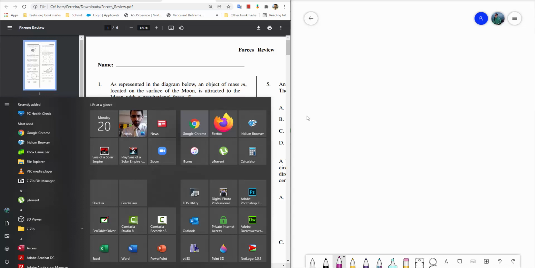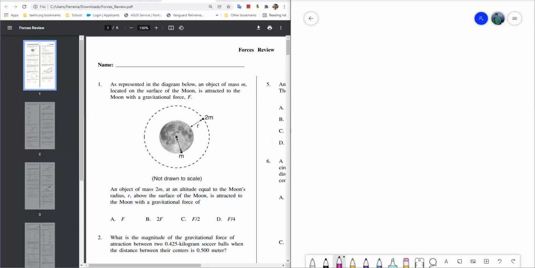Everybody, so I'm going to do a review of the review sheet. So question number 1 is represented in the diagram below. An object of mass m located on the surface of the moon is attracted to the moon with gravitational force F. Basically, we're looking at this. The force of gravity is equal to the universal gravitational constant, mass 1, mass 2, over r squared, found in your reference table.